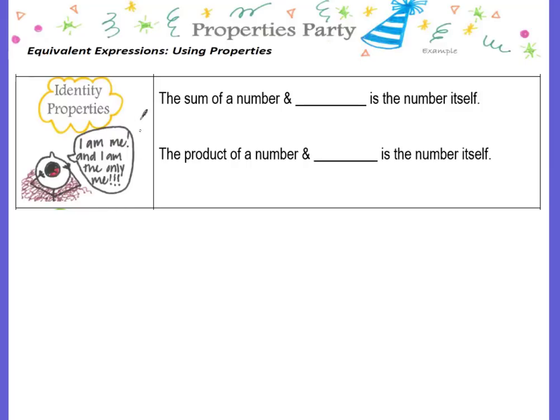Our next property is called the identity property. The sum of a number and 0 is the number itself. This means if I have 5 plus 0, it's going to give me 5. The number stays the same, it doesn't change. If I have A plus 0, my answer is going to stay A. It's like looking in a mirror. You see yourself, right? Your identity stays the same. You don't change your identity.